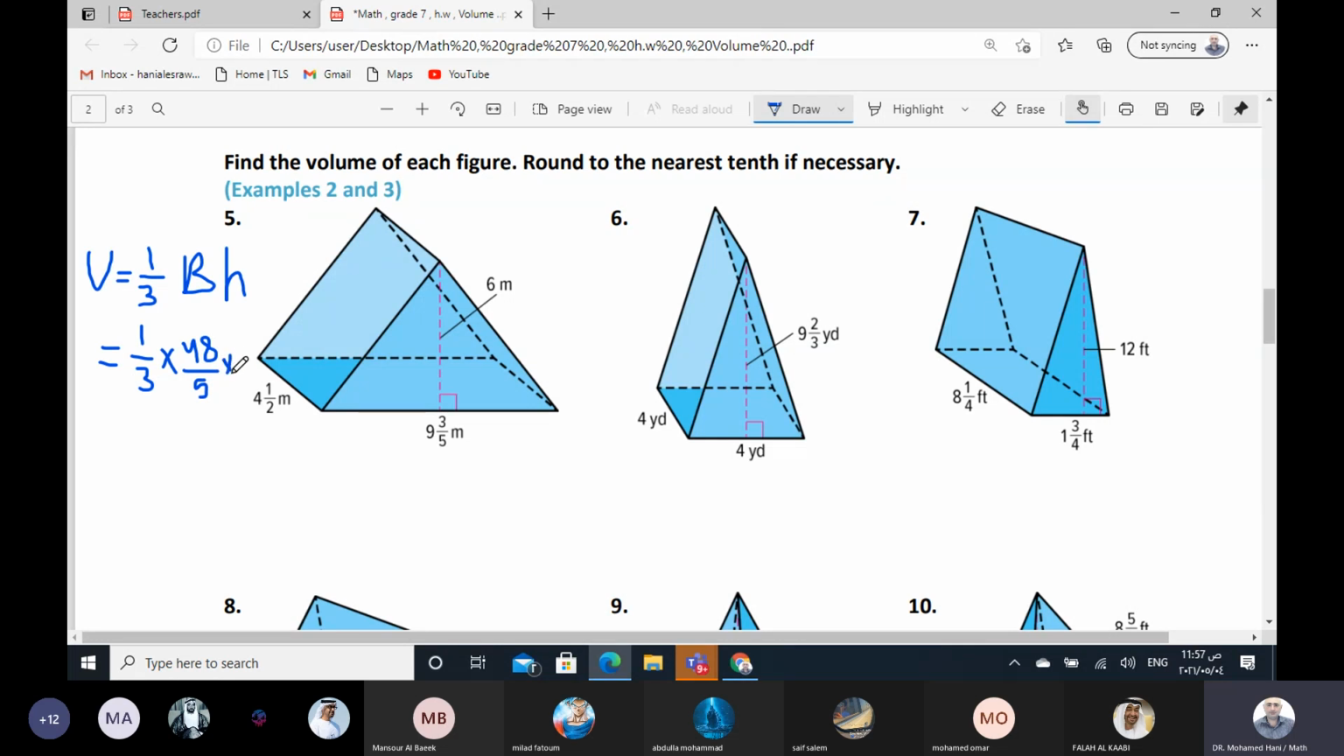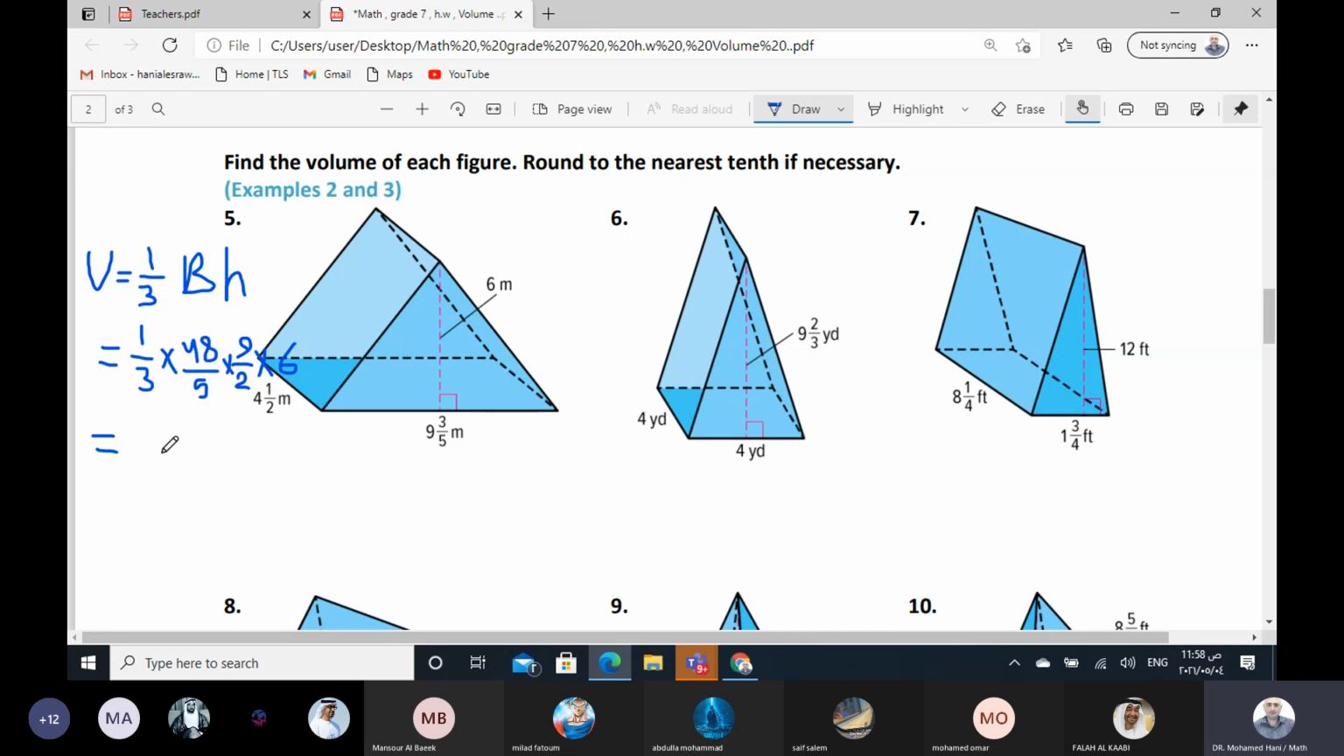Times the width here, 4 and 1 over 2. Number pair fraction, 4 times 2 is 8. 8 plus 1 will be 9 over 2, times the height, which will be 6 times 6.